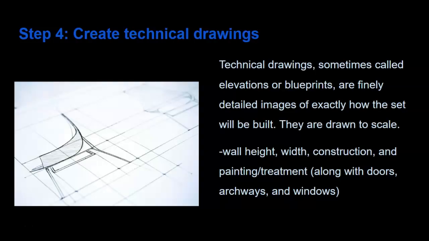Now, after you've finished with your final designs, you have to create your technical drawings. Sometimes they're called elevations or blueprints. These are very detailed, they are exact, they are in perfect scale, and they are exactly how the set will be built. You give them to your scene shop foreman or your scene shop manager, and whatever is on those is exactly how your set's going to be built. So if it says that one wall is 8 foot long by 8 foot tall, then that wall that they build will be exactly 8 foot long and 8 foot tall.